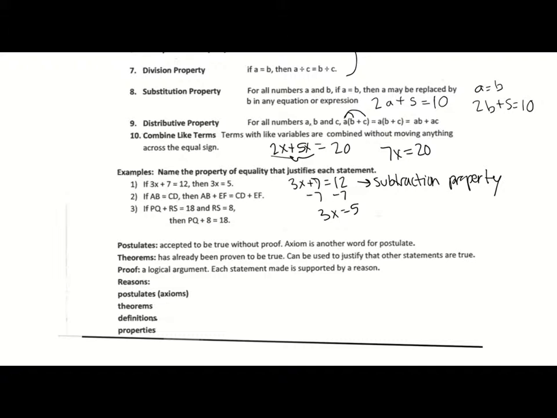Okay. Number 2, if AB equals CD, then AB plus EF equals CD plus EF. So we still have our AB and CD, but we're adding the same thing to both sides. So that is going to be our addition property.